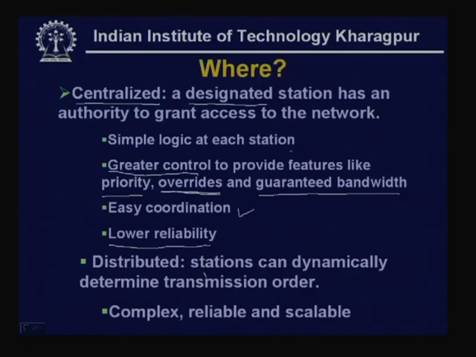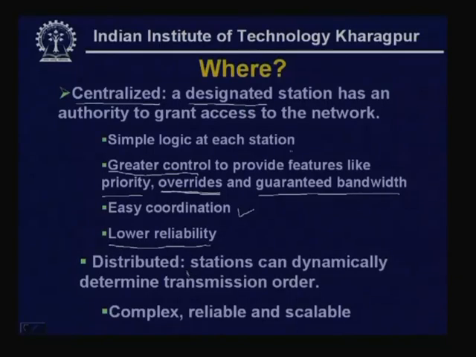In distributed control, stations can dynamically determine the transmission order. That means each and every station takes part in the medium access control operation. It is done in a mutually agreed upon rule or protocol. That is why the distributed control performs it in a dynamic manner, where each and every station takes part. Obviously, it is much more complex, however, it is much more reliable. It can tolerate some failure. If some of the stations fail, it does not matter, it will continue, and it is also scalable.